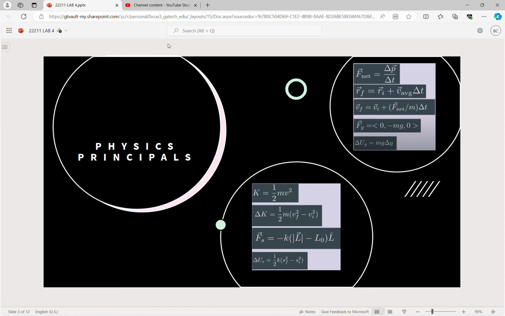Physics principles. As you can see at the top right, F net equals the change in momentum over change in time. That's a formula we've been using all semester. Same thing with the change in position formula, the velocity update formula, the force of gravity formula, and the change in potential energy formula. Below that, we can see the kinetic energy formula, the change in kinetic energy formula, the spring force formula, and the change in potential spring energy formula.